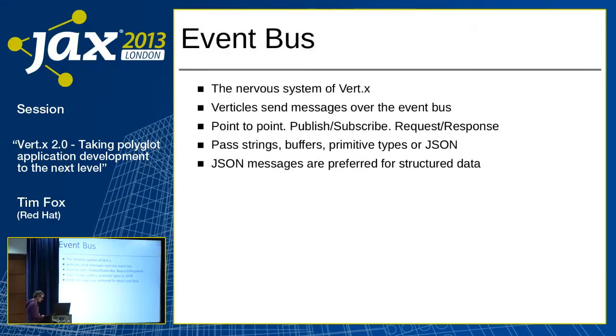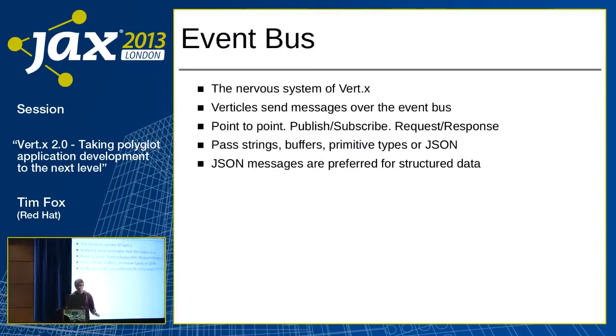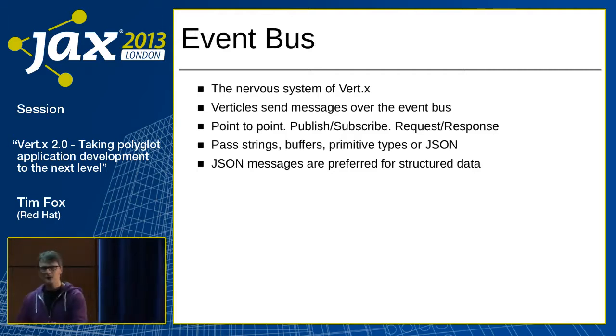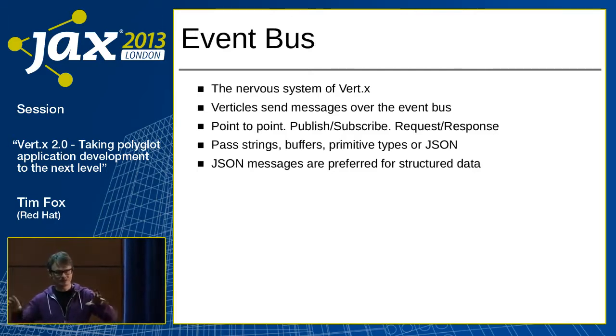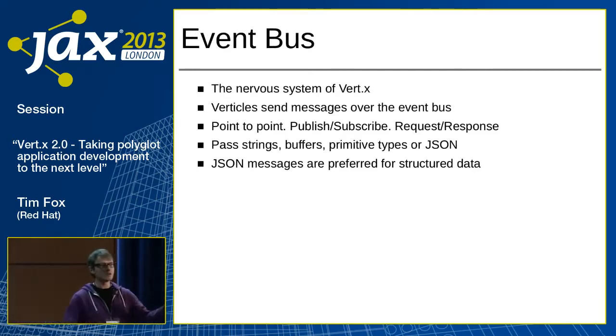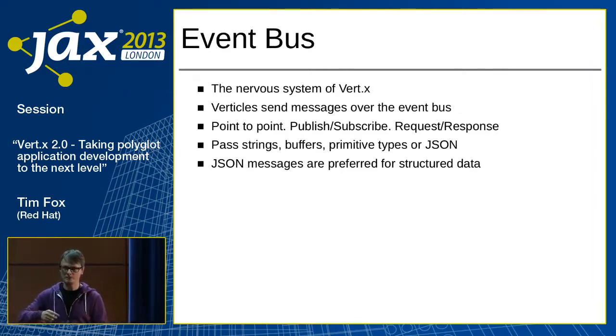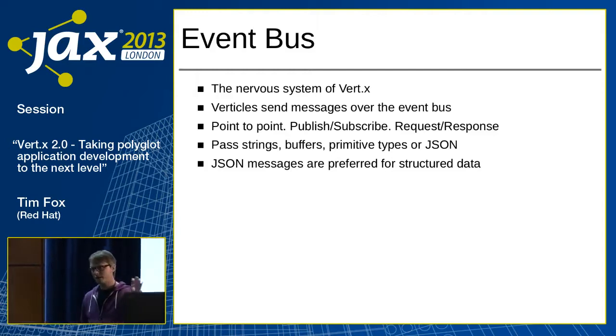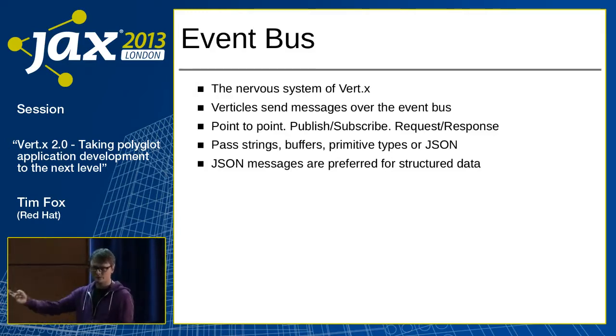Okay. I mentioned before this thing called the event bus. So the event bus is the nervous system of Vert.x. Verticals by themselves aren't really much use. They need to talk to each other. So the event bus is the thing over which they talk, how they send messages. You can think of the verticals a bit like actors, right? And the event bus is the way you transfer messages between them.